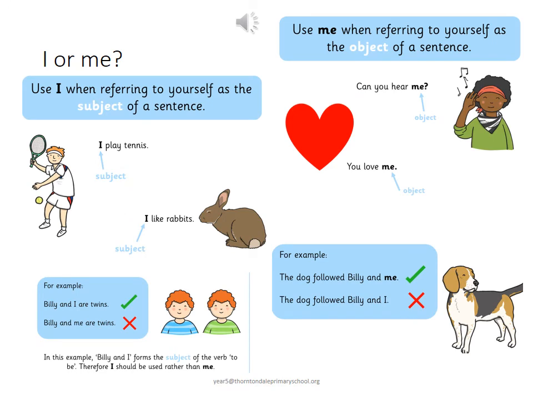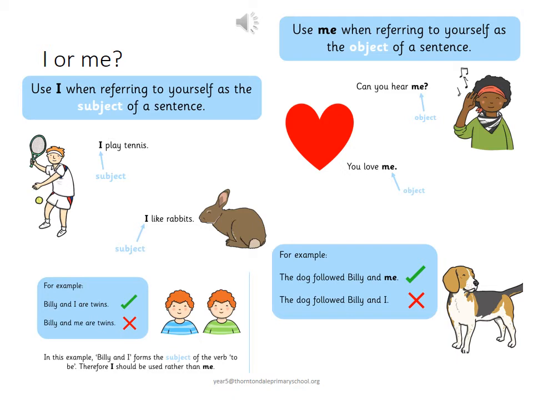One thing that lots of people find tricky, which is going to be really important when you're writing about yourself, is whether to use I or me in your writing. So today we're going to focus on knowing when to use I and when to use me. So we use I when you're referring to yourself as the subject of the sentence, so when you are doing the verb. So you need to be able to spot what the doing word is, or the being word is. So for example, I play tennis. You are the person playing tennis, so you'd use I.